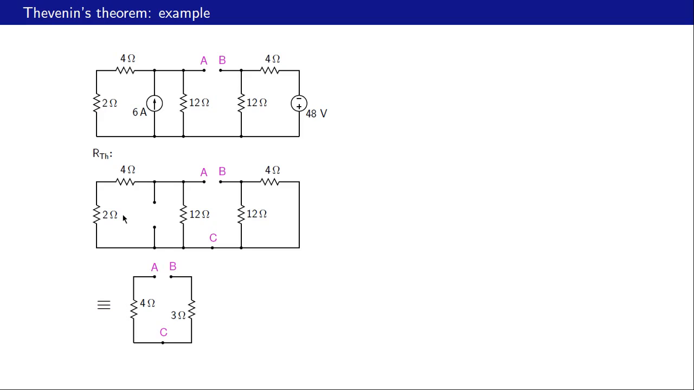This 4 ohms and 2 ohms are in series, so therefore we have 6 ohms, and that combination comes in parallel with 12 ohms, and that entire combination is 4 ohms. On this side, we have 4 ohms in parallel with 12 ohms, and that turns out to be 3 ohms. So altogether, between A and B, we have 4 ohms plus 3 ohms or 7 ohms. And that is our R Thevenin.